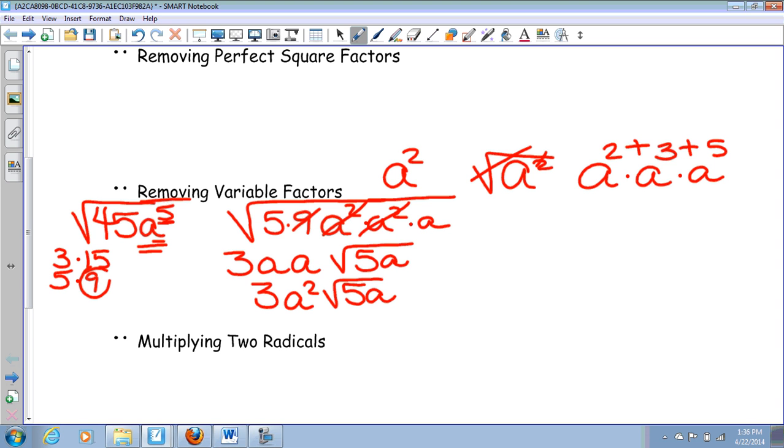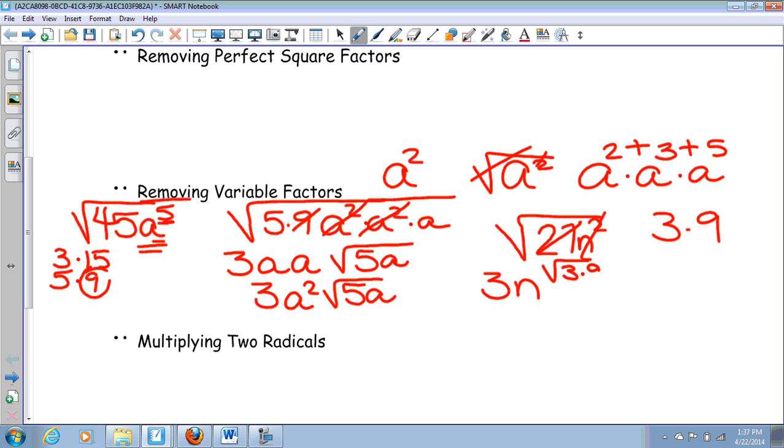Let's do one more just quickly here. Let's look at quick check 1, the square root of 27n squared. Okay? 27, factors of 27, 3 and 9. Hopefully they're starting to just pop out at you. So the square root of 9 is 3. Oh, I have an n squared, so I can pull out an n. So that's gone. This was now 3 times 9, n squared. N squared's gone, 9's gone, so it's 3n times the square root of 3.